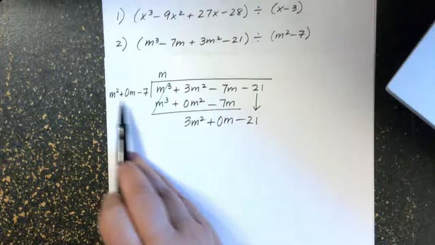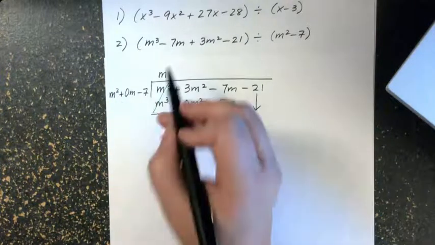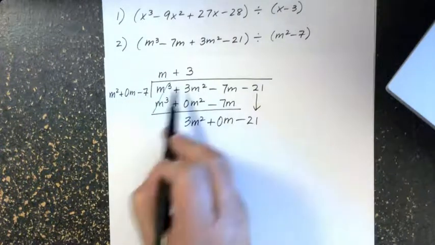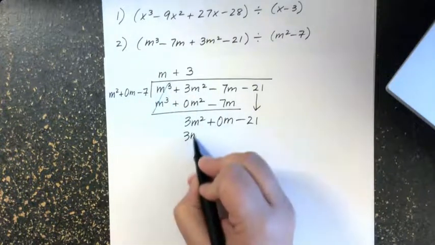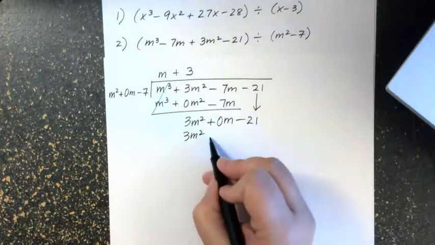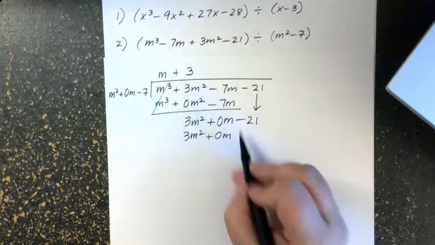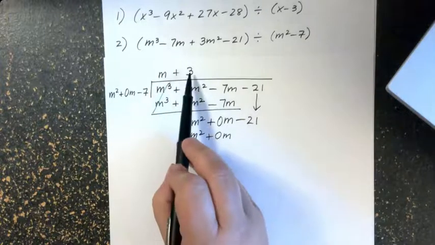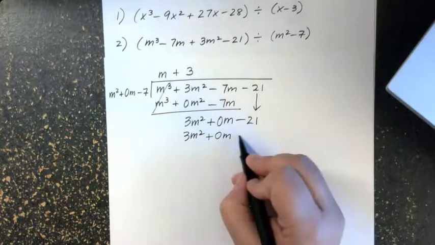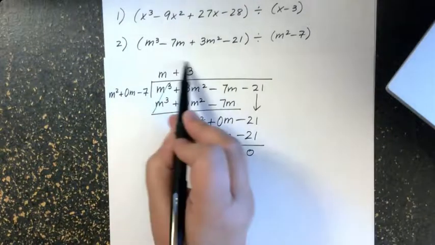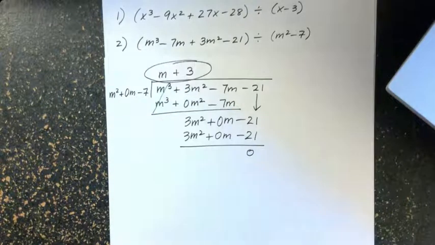m squared times what makes 3m squared? That would be times 3. So 3 times all of this is going to go under here. So 3 times m squared. 3 times 0. You don't really have to write 0m, but it can be helpful to make sure you keep everything aligned. 3 times negative 7 is negative 21, and voila, I will have no remainder. So my answer is just m plus 3.